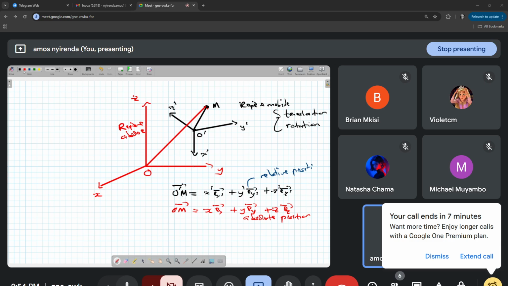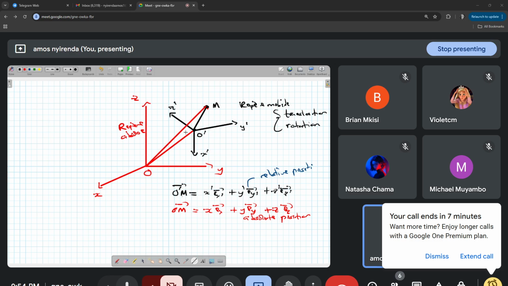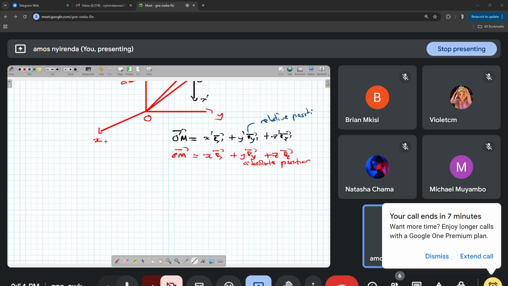But that's not the only path that I have. The other path to go from O to M is, first of all, going from O to O prime, and then from O prime to M. That's another path I can follow. So instead of going directly from O to M, I can go from O to O prime, and then from O prime to M. Okay? So I can say the vector OM.